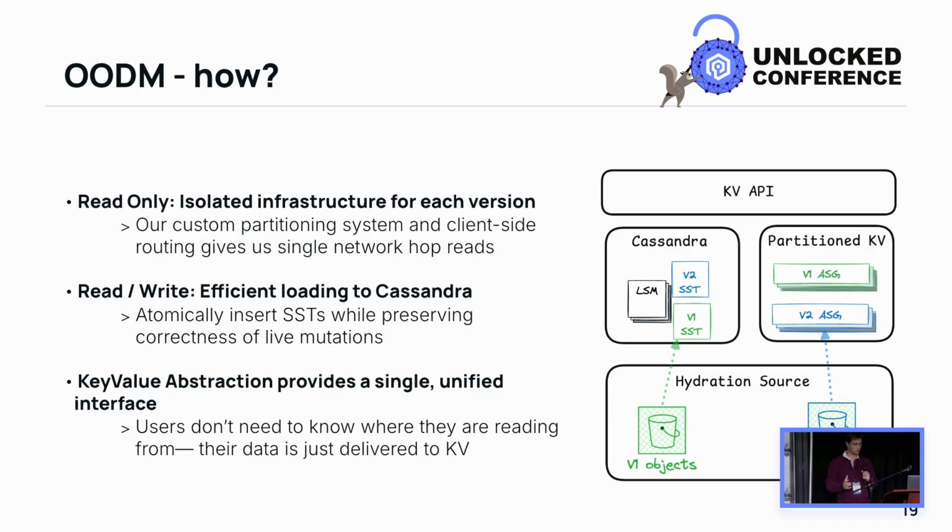So there are two flavors. There's first the Cassandra flavor, where we can load data that we've pre-computed into Cassandra SSTs into a live Cassandra cluster and load it into the LSM tree.